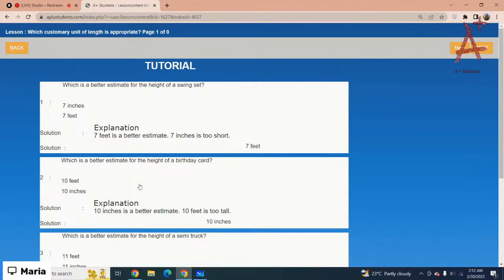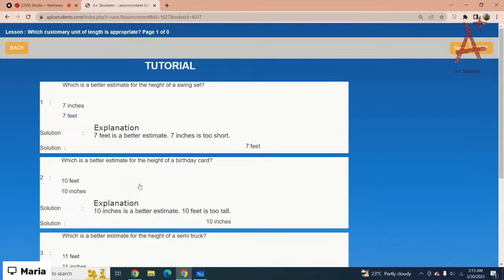What are you asking? Is it the name? You need to find the name of the lesson, sorry. The name of the lesson is which customary unit of length is appropriate. We're working on grade 1 math and the chapter name is measurement. Do not write down question marks only. I don't get what you are asking using question marks. Write the proper question in the chat box.